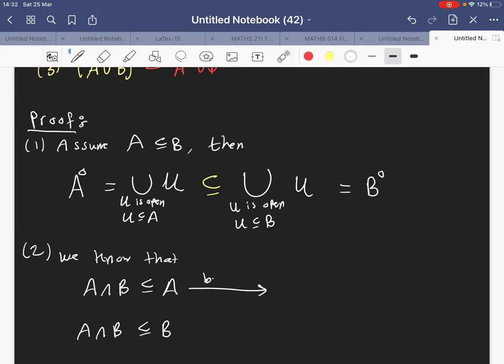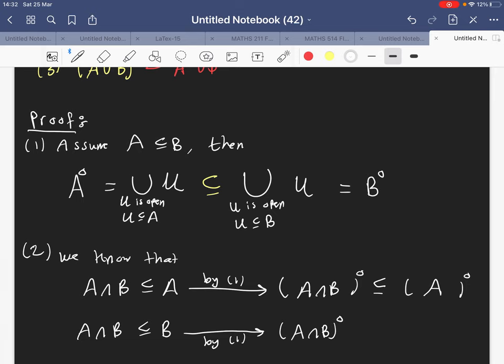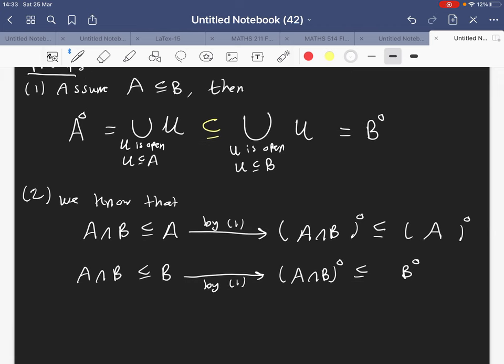Now, by 1, if we apply number 1, the interior of the left hand side will be a subset of the interior of the right hand side, which is A, since the intersection of A and B is a subset of A, and the second one will be B. So collectively speaking, if we put all those together, what we get is that the interior of the intersection lives inside the interior of A, and at the same time lives inside the interior of B. So we finish one direction: the interior of the intersection is a subset of the interior of each one of them.